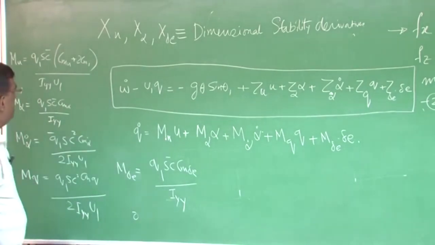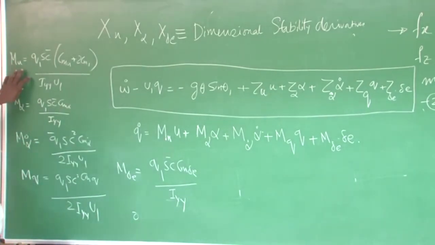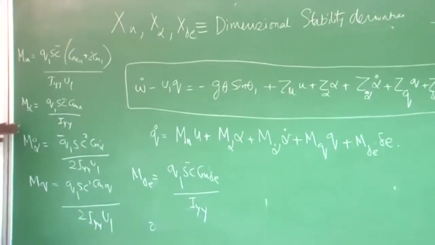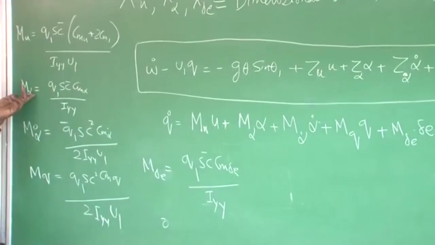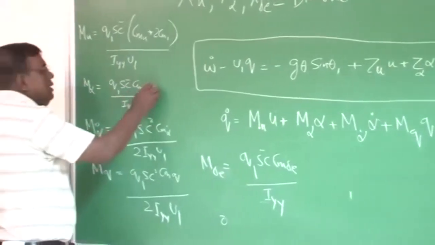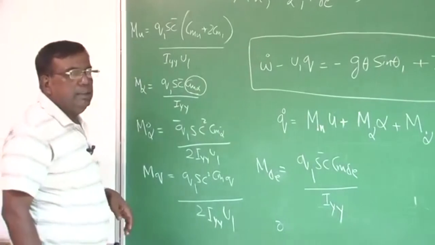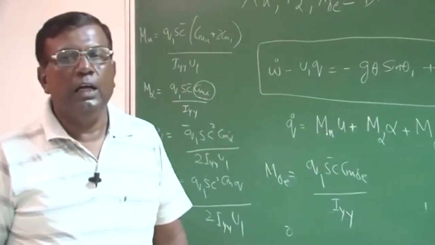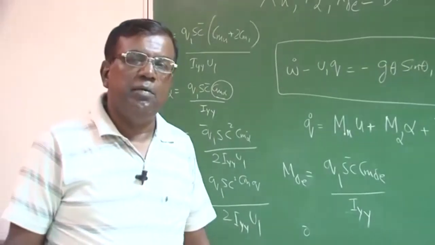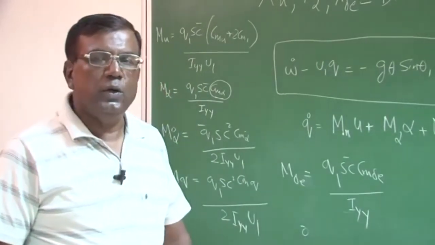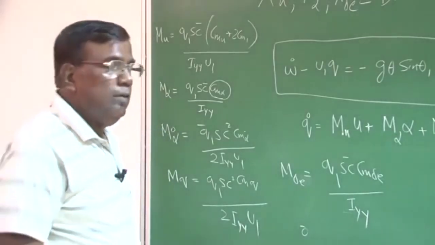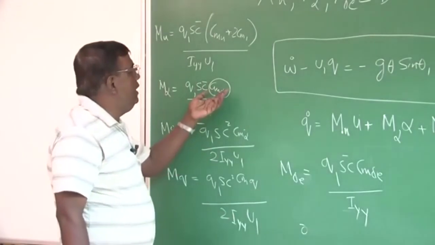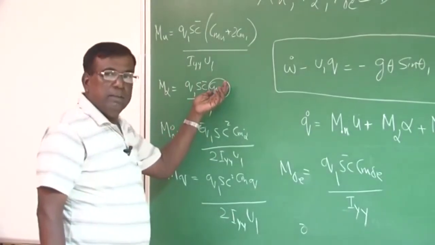Now let us see here, try to understand these dimensional stability derivatives. If I pick M alpha, you could see it has Cm alpha. What was Cm alpha? Cm alpha was dCm by d alpha, and we have realized that Cm alpha has to be negative for ensuring static stability of the airplane. And what is the dimension of Cm alpha? It is dimensionless, right? So these are dimensionless parameters, derivatives.